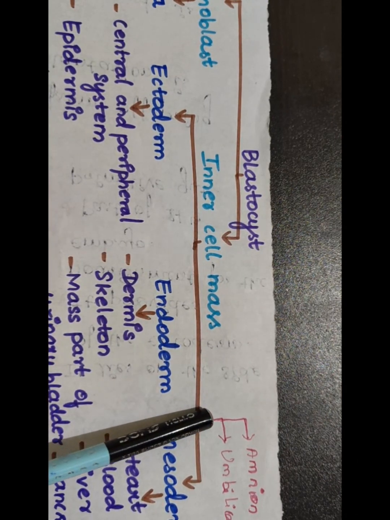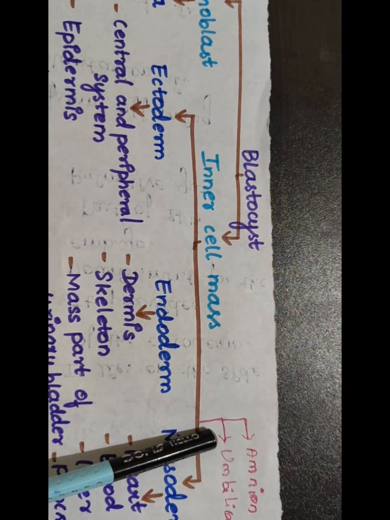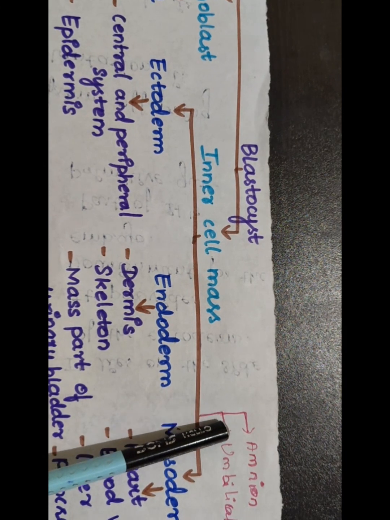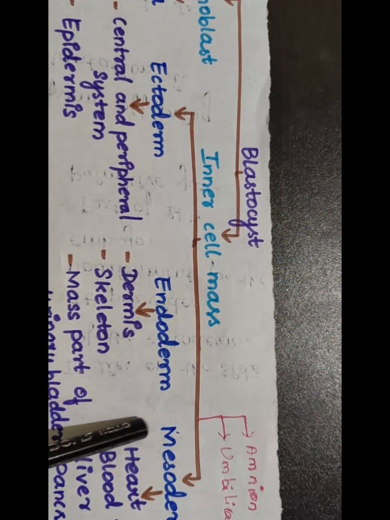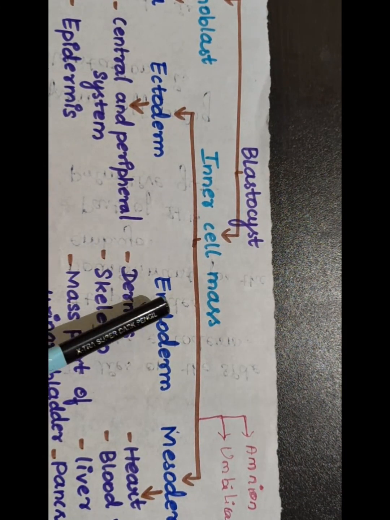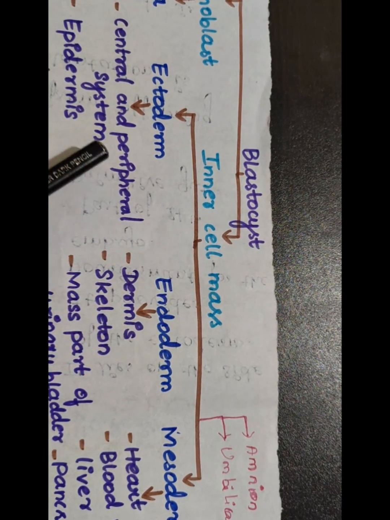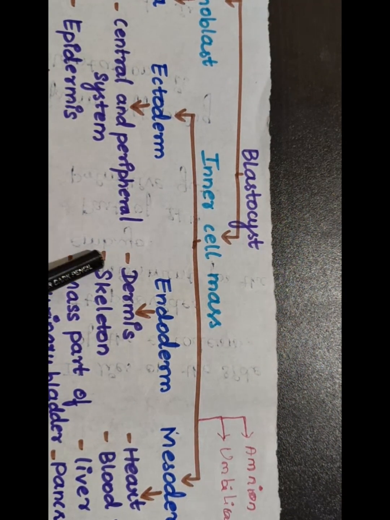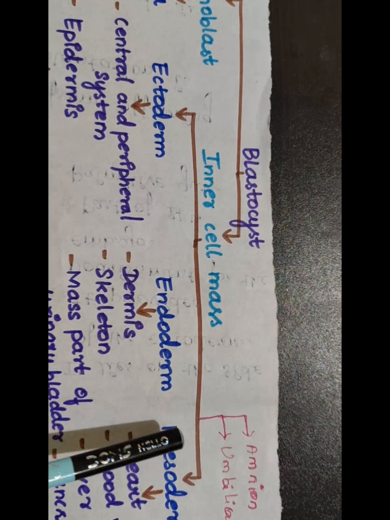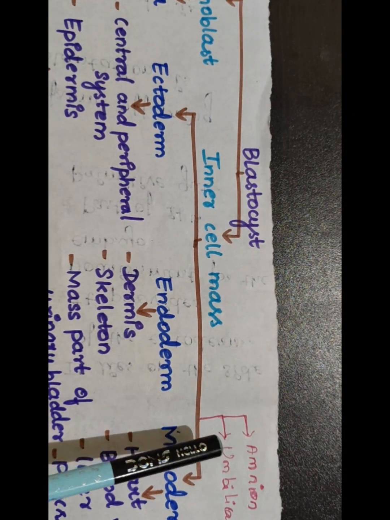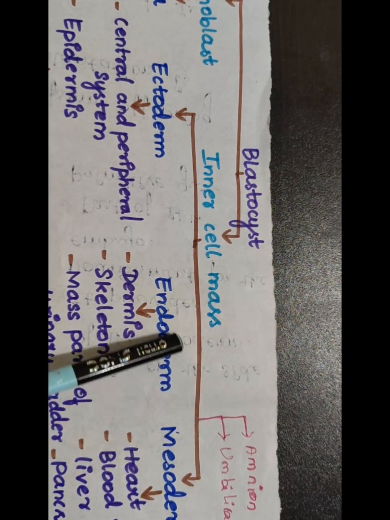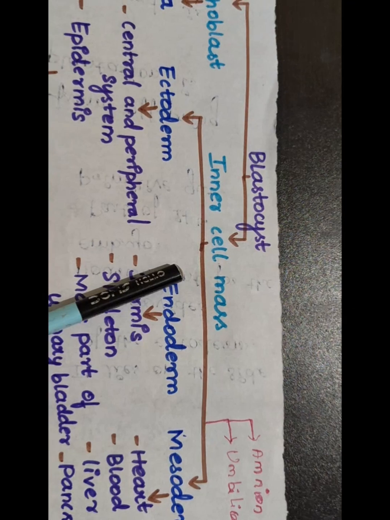And next, the umbilical cord can develop, and the third one is the amnion. These three will develop from the inner cell mass: the fetus part, which is the ectoderm, endoderm and mesoderm, and next the umbilical cord and the amnion.